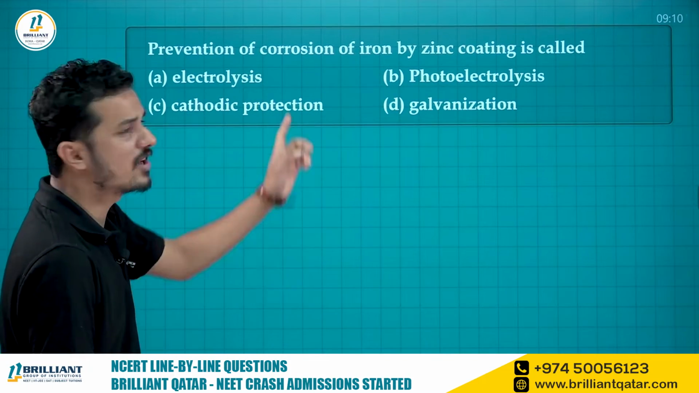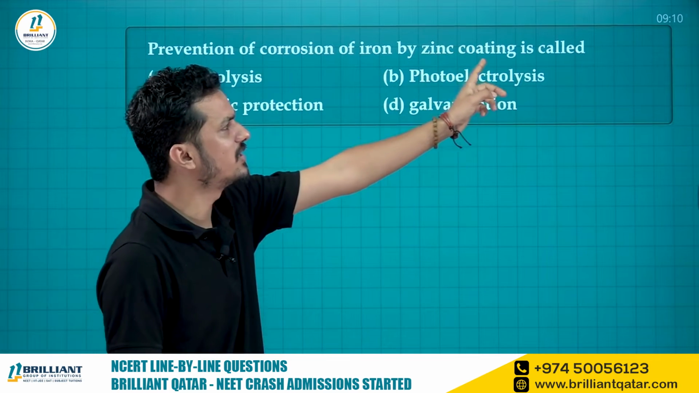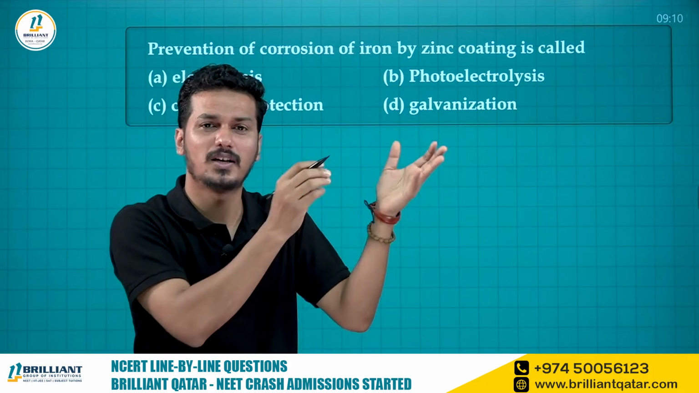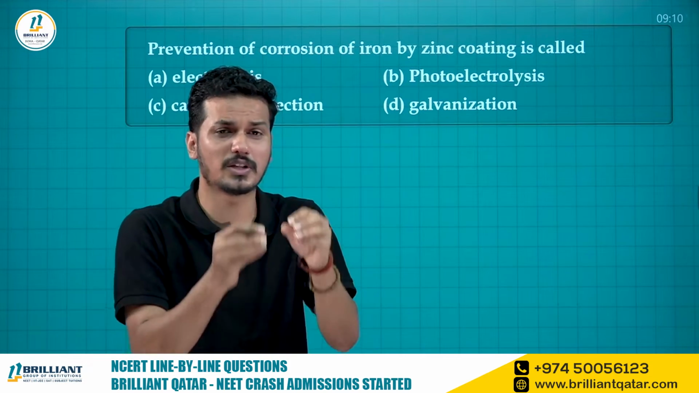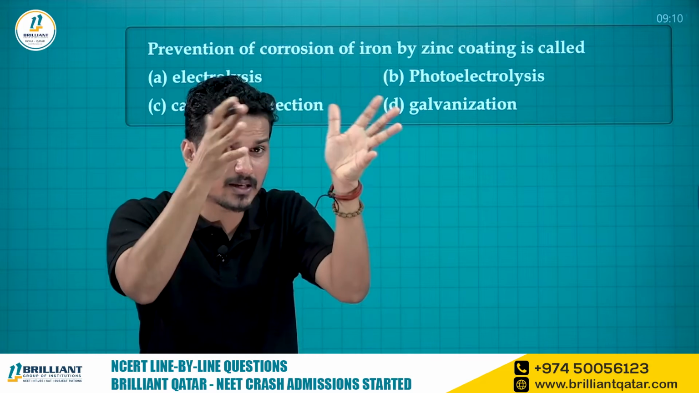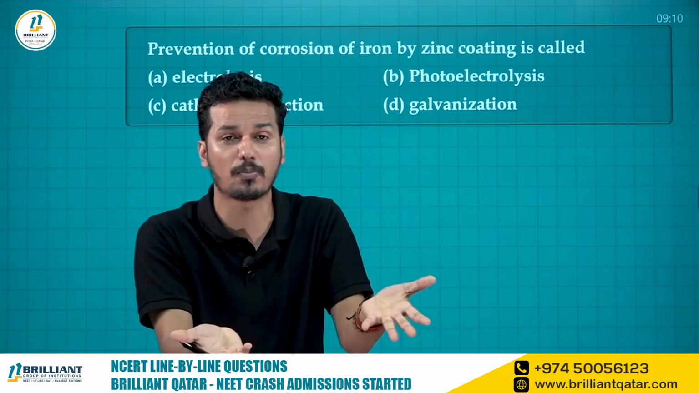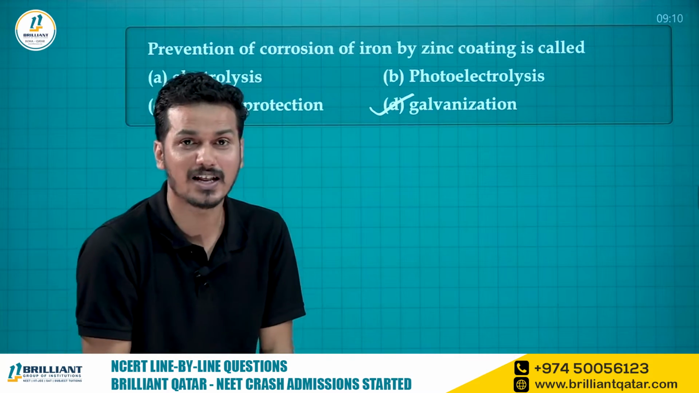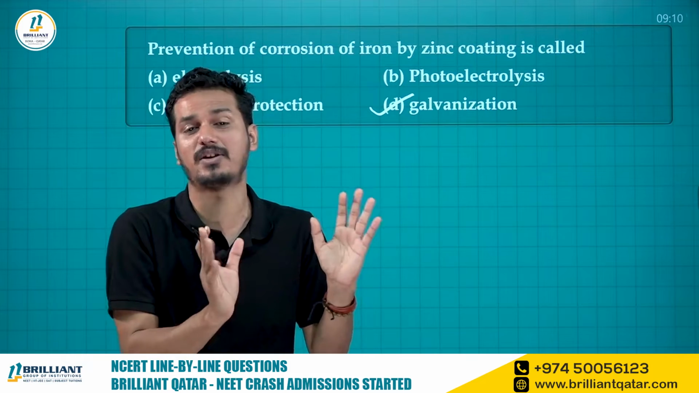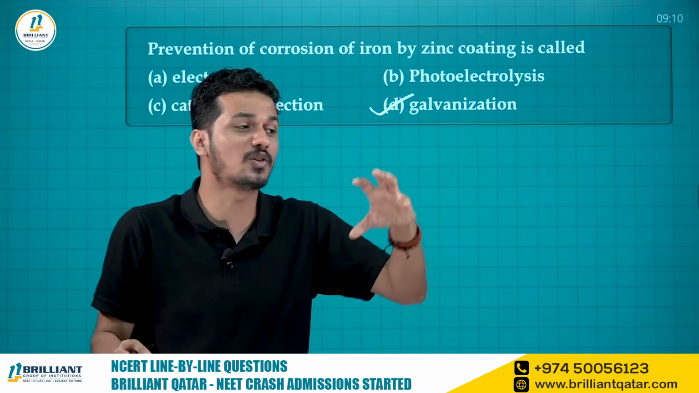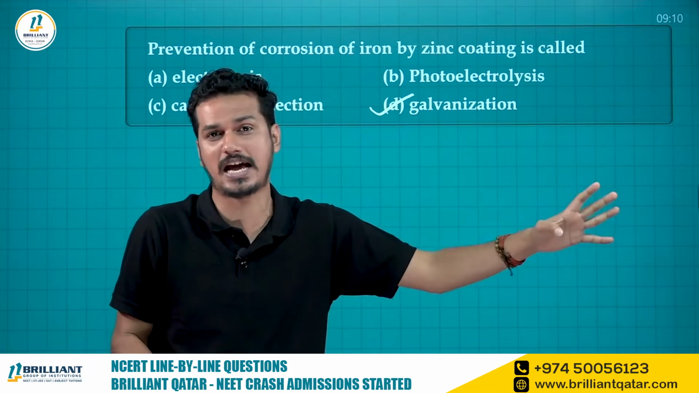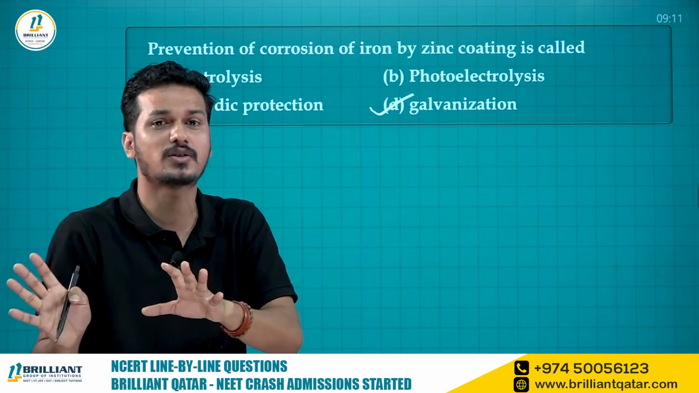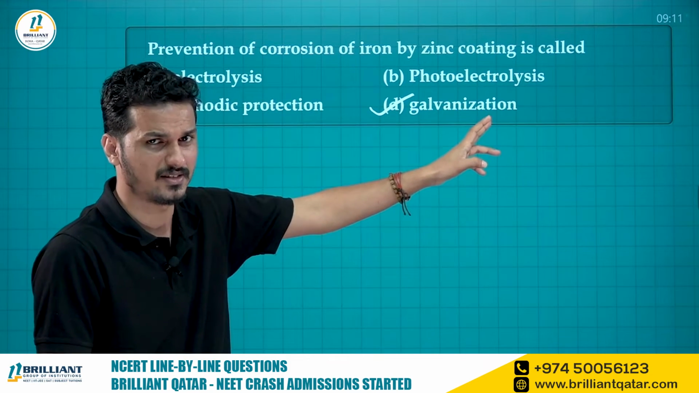What's the question? Prevention of corrosion of iron by zinc coating is called. We know irons are easily corroded. That corrosion we can eliminate by protecting it with a highly electropositive metal like zinc. That is called what? Galvanization, or sacrificial protection, because instead of iron, zinc is going to sacrifice, zinc is going to react and undergo corrosion. So that's why zinc coating is called galvanization. I hope you know that.